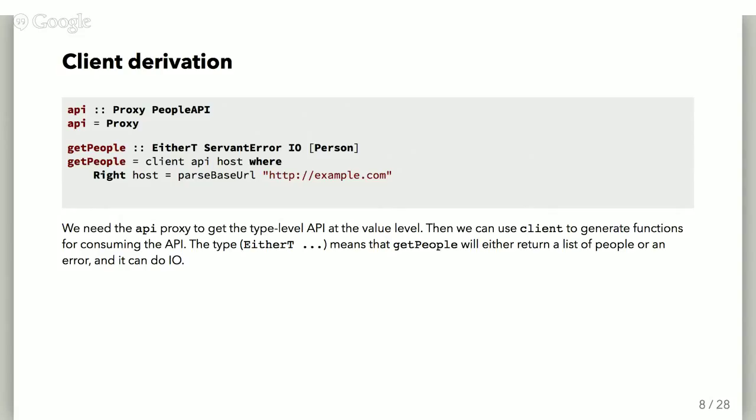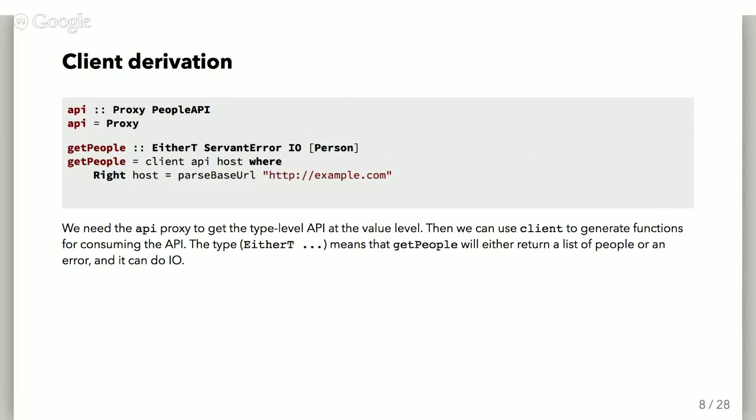And the return type here for getPeople means that it's either going to return an error, this servant error thing, or it's going to return a list of people. And it's going to do that in the IO monad, which means that it'll actually go out into the real world and make an HTTP request and get it back. So this is how they handle errors. It's not through exceptions or anything like that. If you try to make a request and the server's not there, you'll get back a servant error with the appropriate description. Yeah, you have a question?